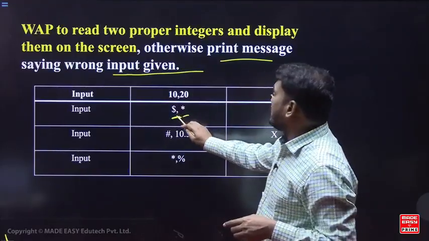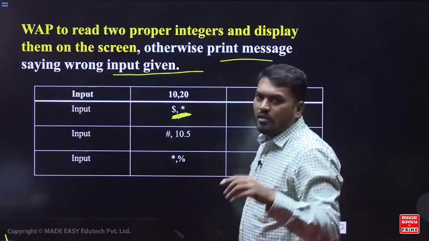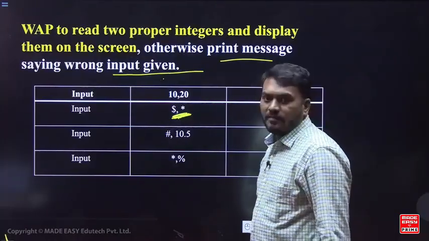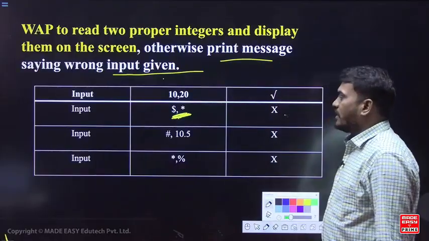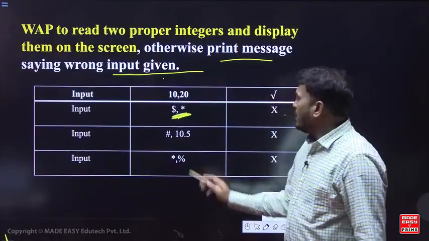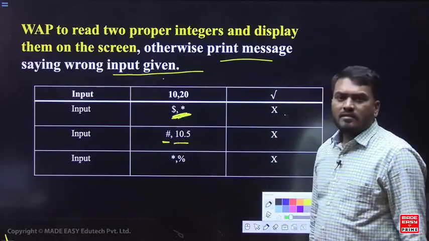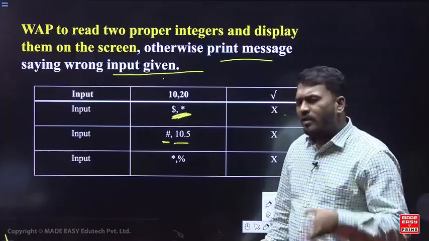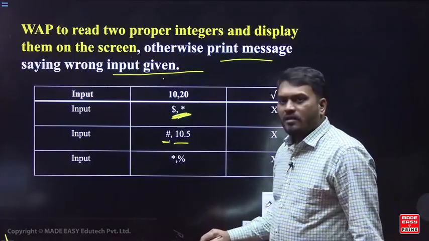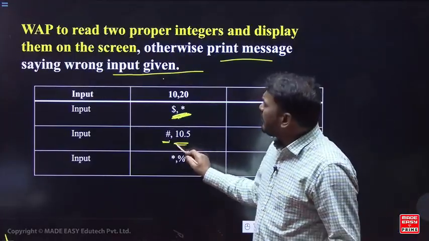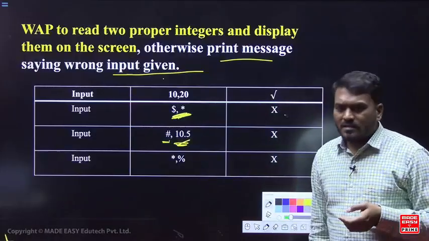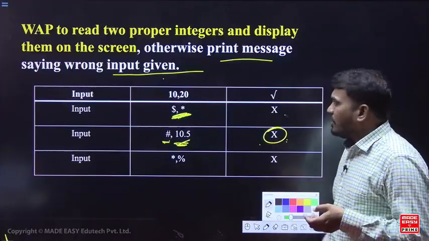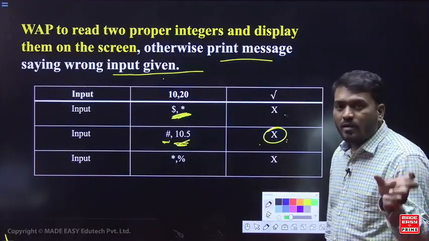Remember, you should not accept this input. If somebody is giving this, you need to print a message. Output should come as wrong input given. This should not be accepted. And in case somebody gives a hash symbol and 10.5. I am asking your age and mobile number. Age you don't want to reveal, so you are giving hash, and mobile number you don't want to reveal, so you are simply typing something like 10.5. Is this accepted or not accepted? Not accepted. This is a wrong input. You need to print the message saying wrong input given.